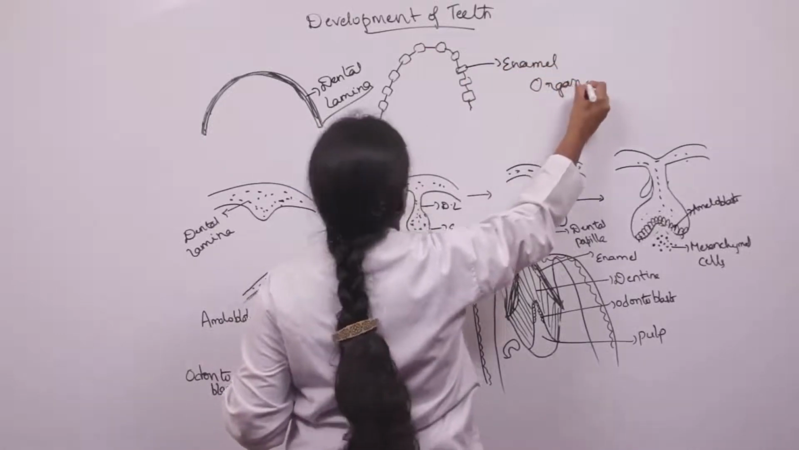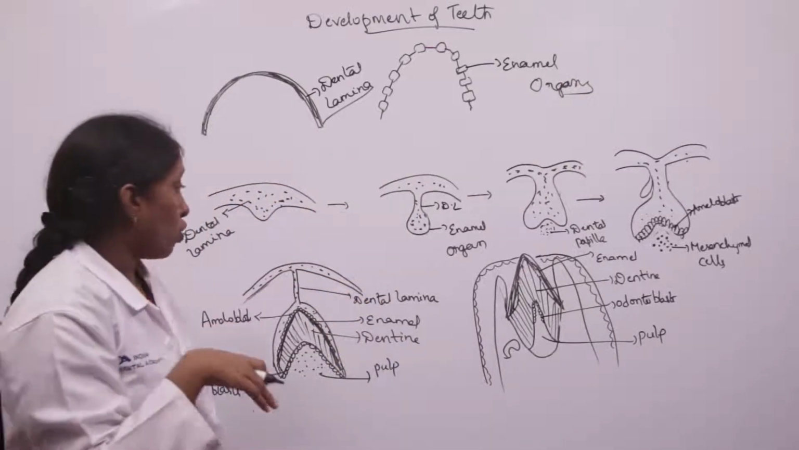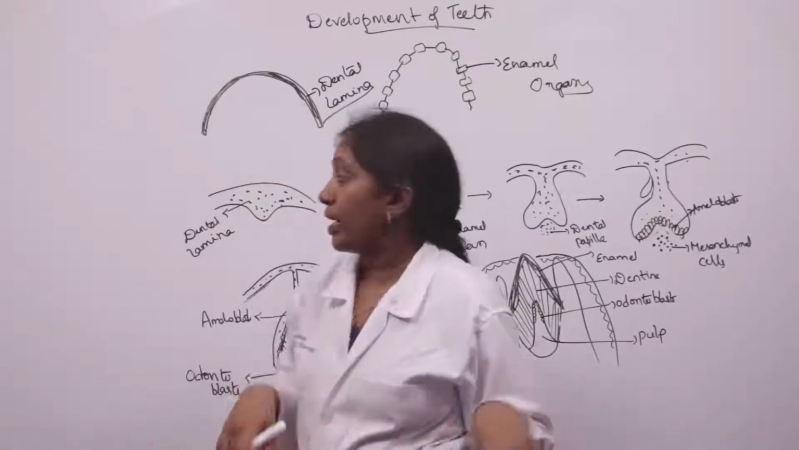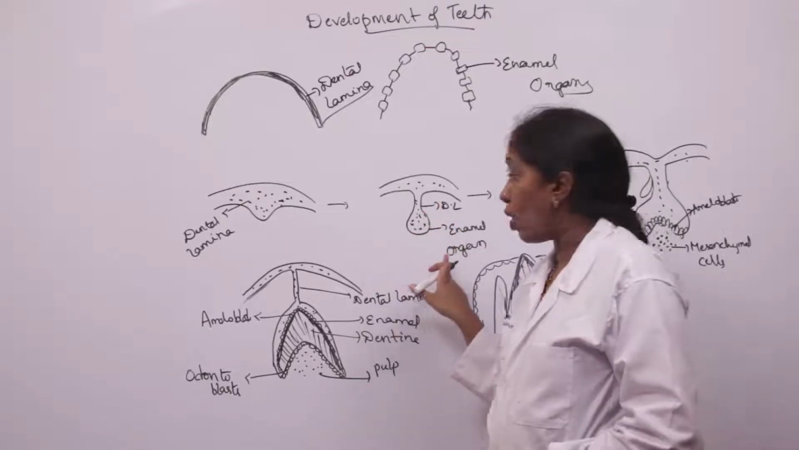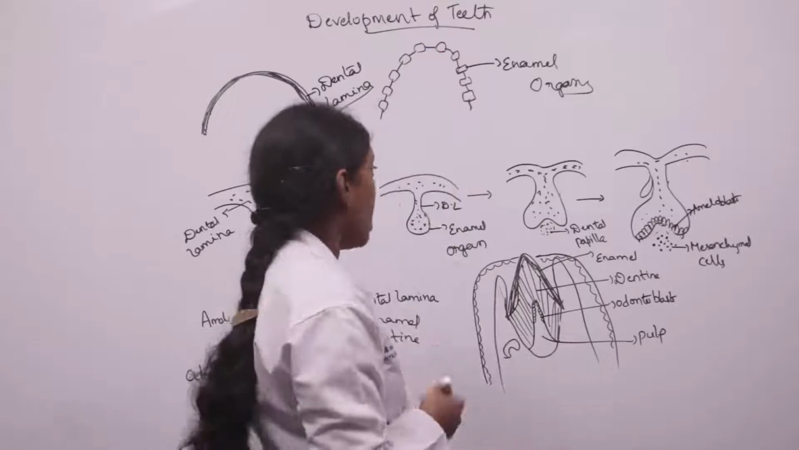Okay, so what is dental lamina? The epithelium covering the alveolar process becomes thickened and grows into the underlying mesoderm. We call it dental lamina. Then what happens here is this dental lamina shows a localized thickening. We call them enamel organs. Totally we have 10 enamel organs present.